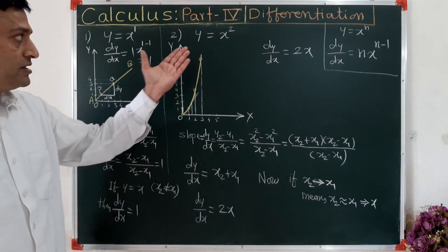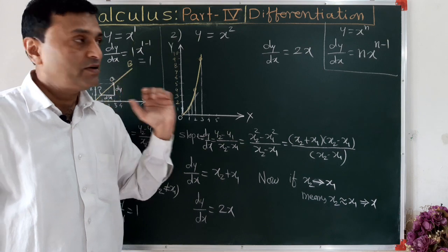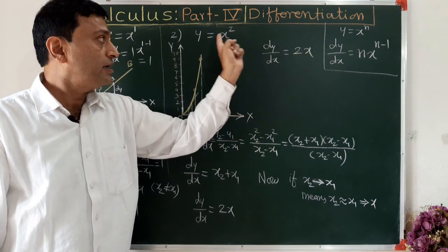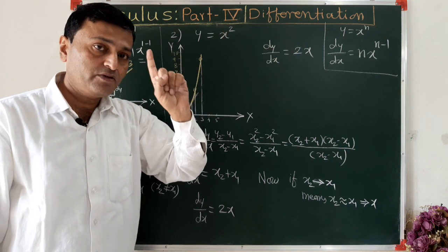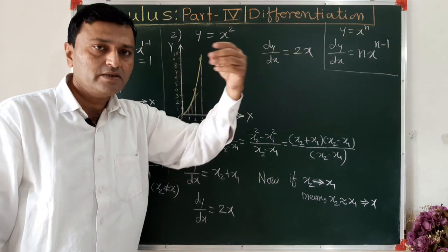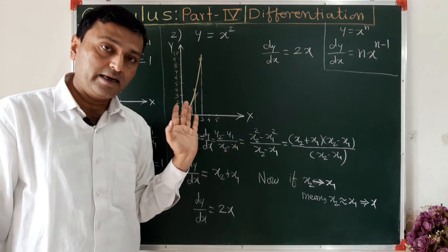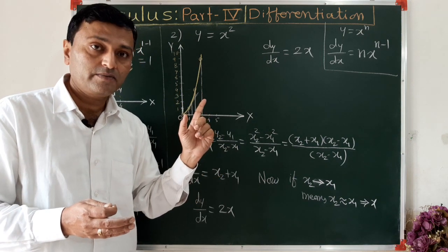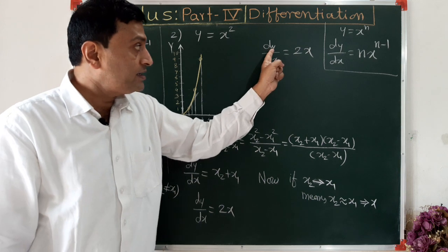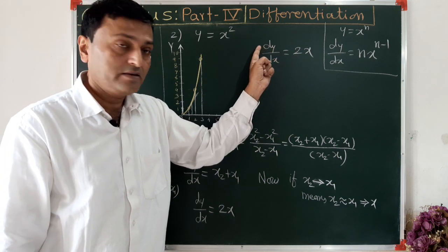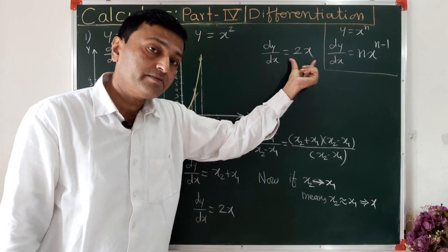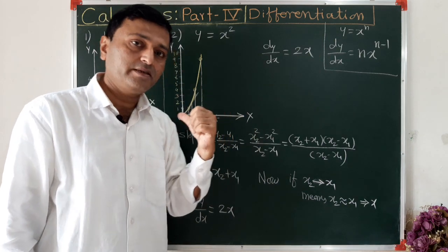Similarly, now you will see y is equal to x square. By this formula, you can write 2 here. x raised to 2 minus 1 means x raised to 1, means x. This is the direct answer. What is the physical meaning of this 2x? Means y is changing with respect to x by this rate. How? We will see.